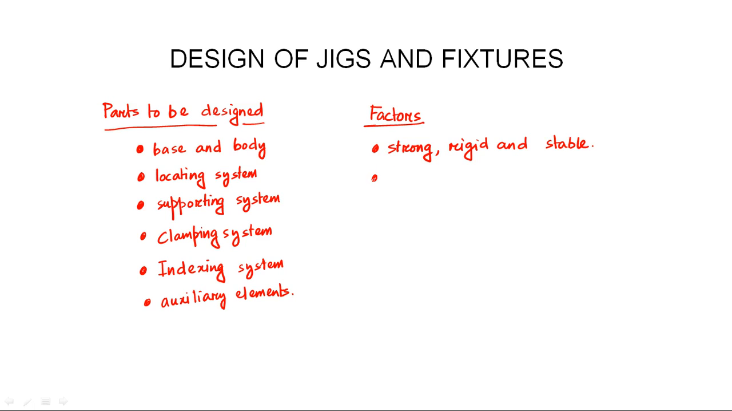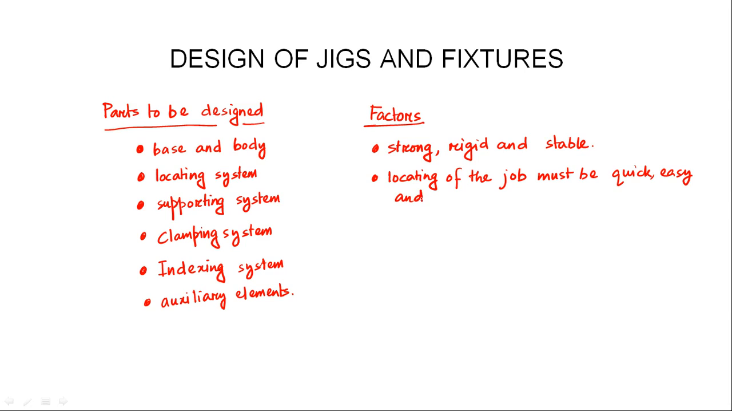Another point is the locating system, the locating of the job. The locating of the job must be accurate, quick, easy, and consistently accurate. This is very, very important: consistently accurate.